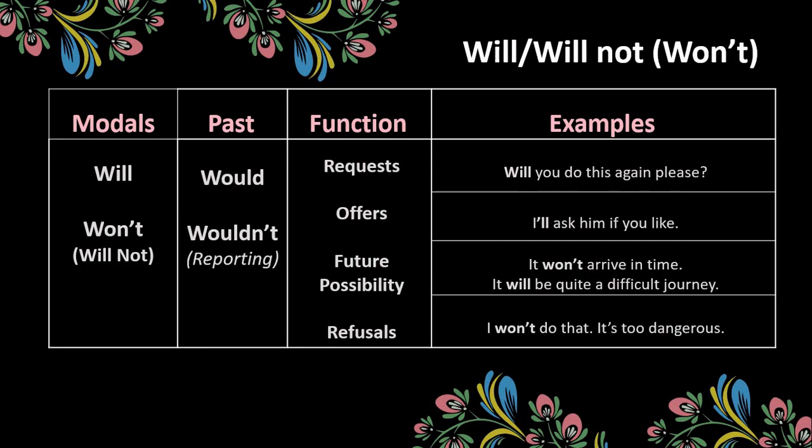Next, we're going to see will versus won't, or will not. In spoken English, we don't say will not, we say won't, the contracted form. The past form of will is would, and won't becomes wouldn't, and these verbs again in the past are mostly used for reporting purposes. And the functions can be classified into four. Firstly, we can use them for requests. Will you do this again, please? You can use them for offers, like I'll ask him if you like.